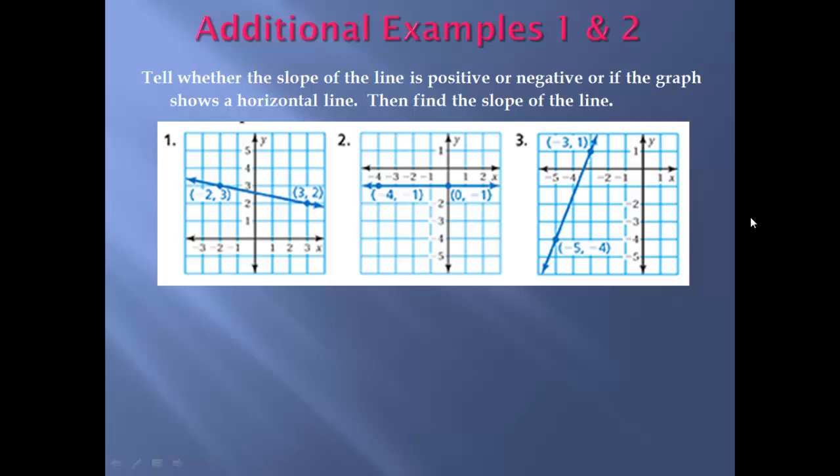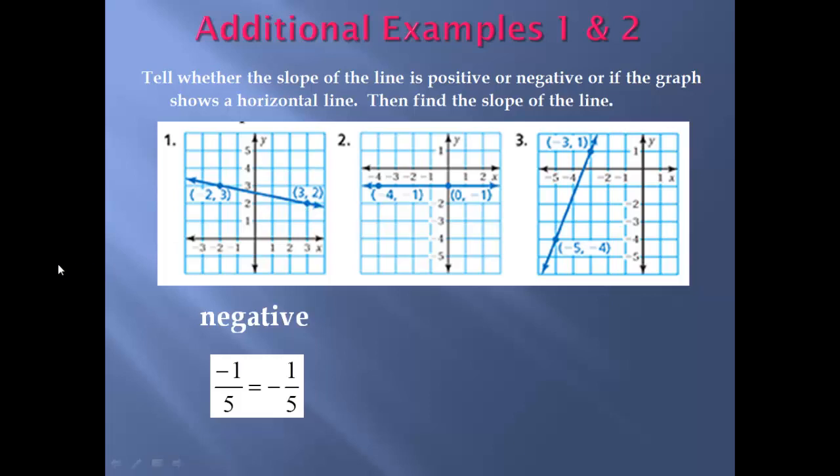For number 1, going from left to right, our line is falling, so this would be a negative slope. Now we need to find our slope. Starting at our first point, we're going to go over 1, 2, 3, 4, 5. So that would be our run, so that'd be 5. And then we're going to start at that point and go down 1. So that is our rise, so that'd be -1. So we have -1 over 5, which would be -1/5.